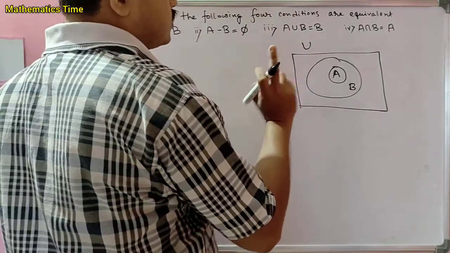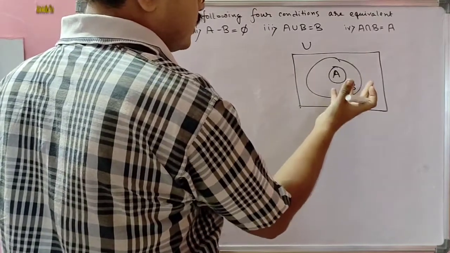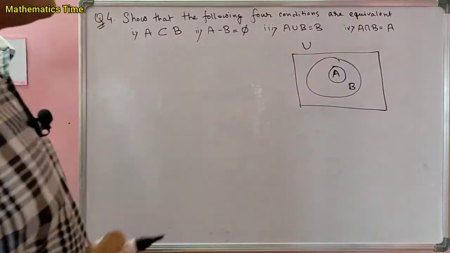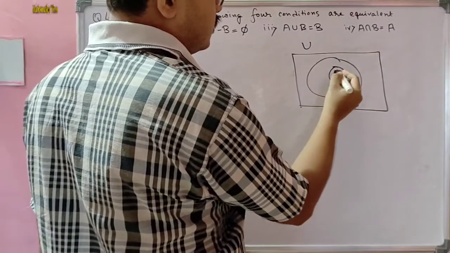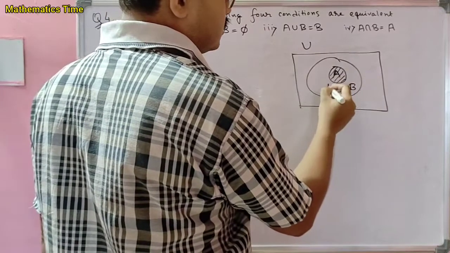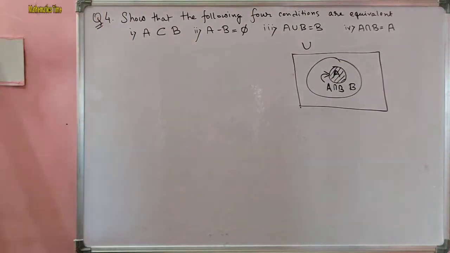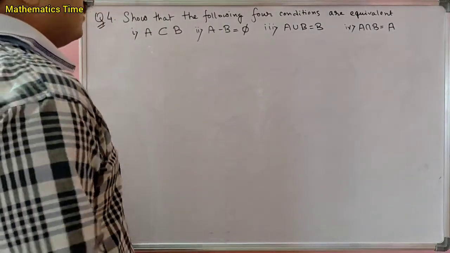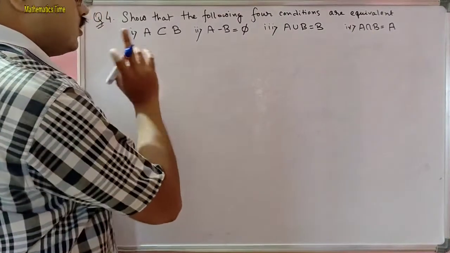And the next one is A union B. If we union A with B, the whole set will come out as a result, so this will be B. And if we take the intersection between A and B, what will happen? The common elements between A and B will be A intersection B, and this is the set A itself. So now we will be solving this problem mathematically. We will be starting from conditions 2, 3, 4 and ending in condition number 1.